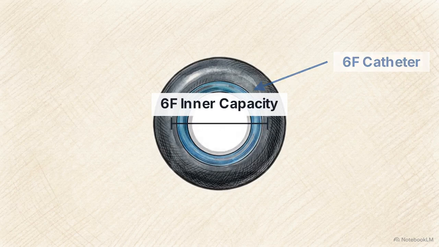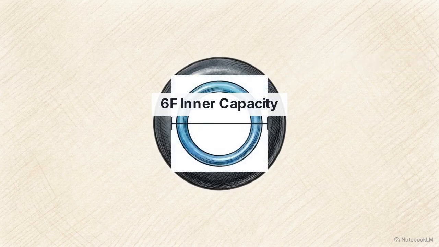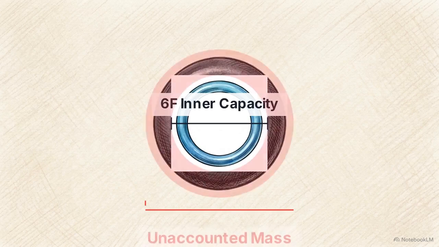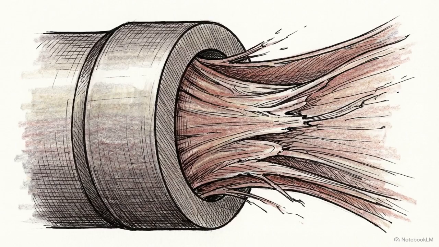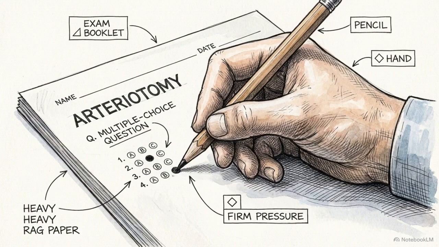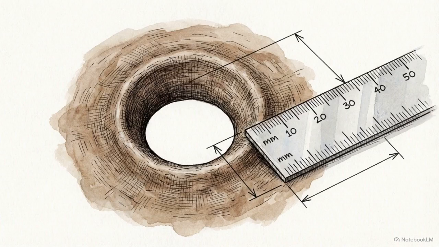If a sheath's stated size only describes its empty internal space, the physical material of the sheath itself represents unaccounted mass. It is a hidden variable that will stretch the patient's artery. This brings us to the specific board exam requirement of reverse engineering a sheath's true size to calculate the exact millimeter measurement of the skin hole.